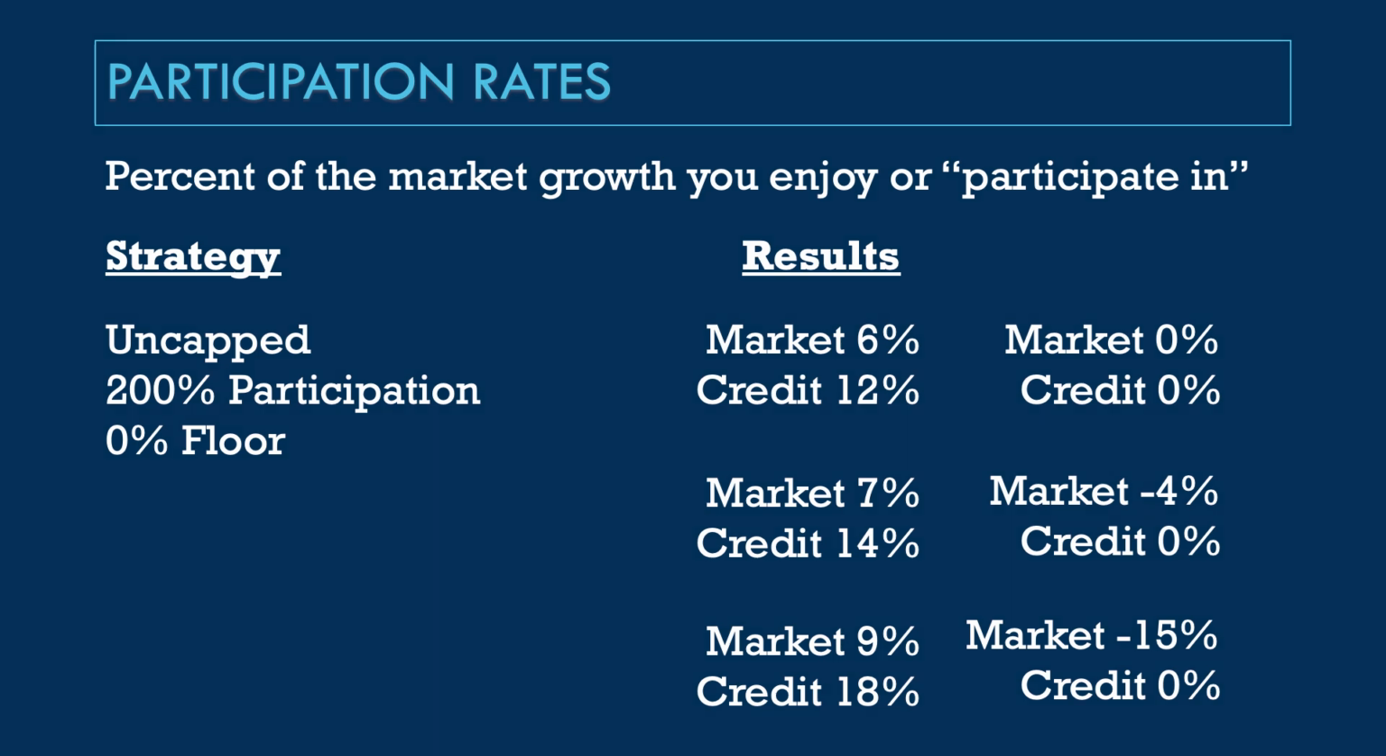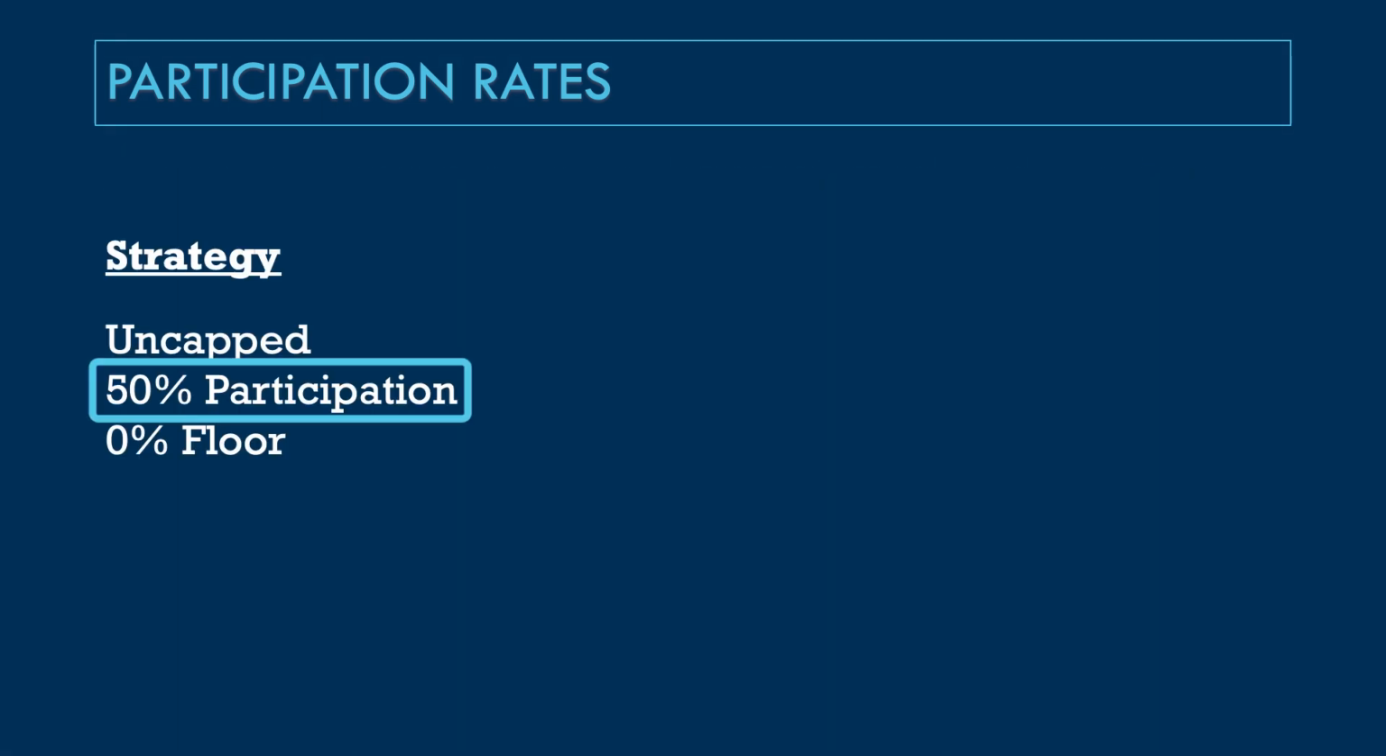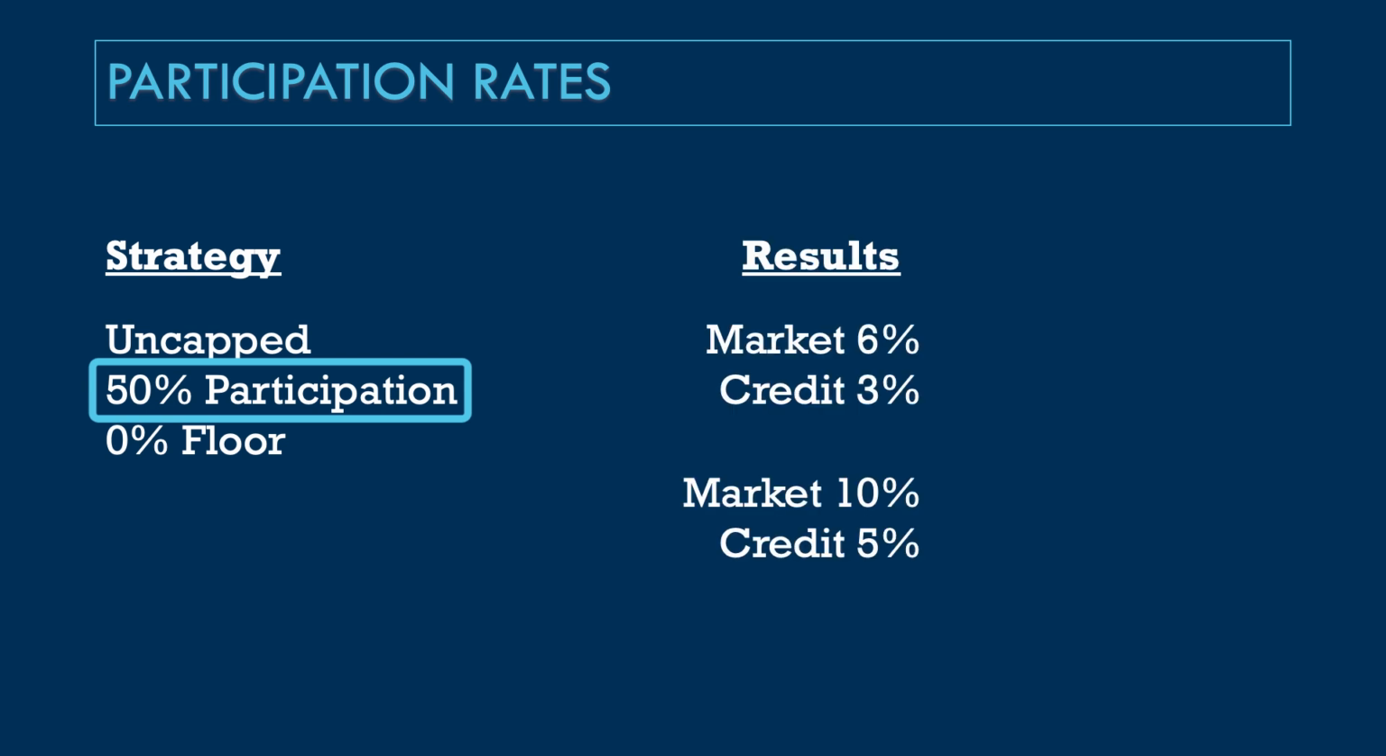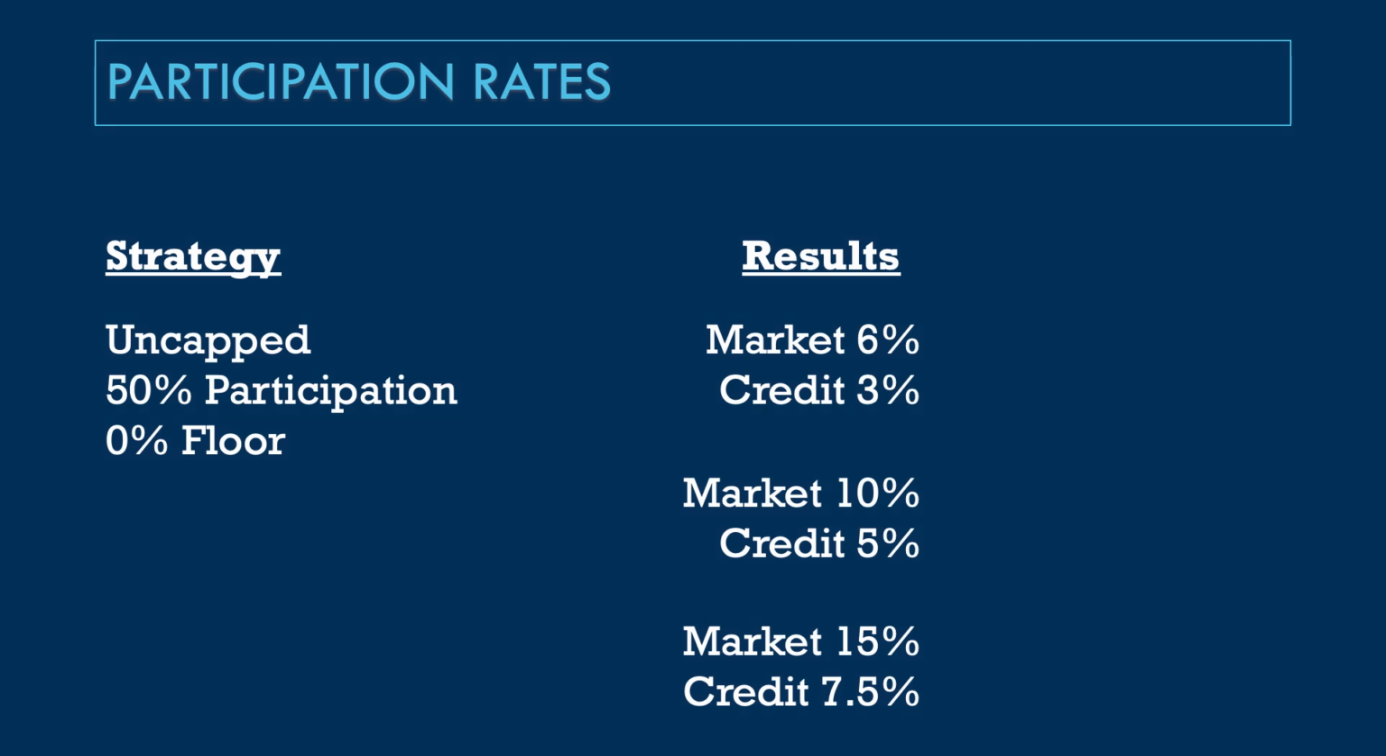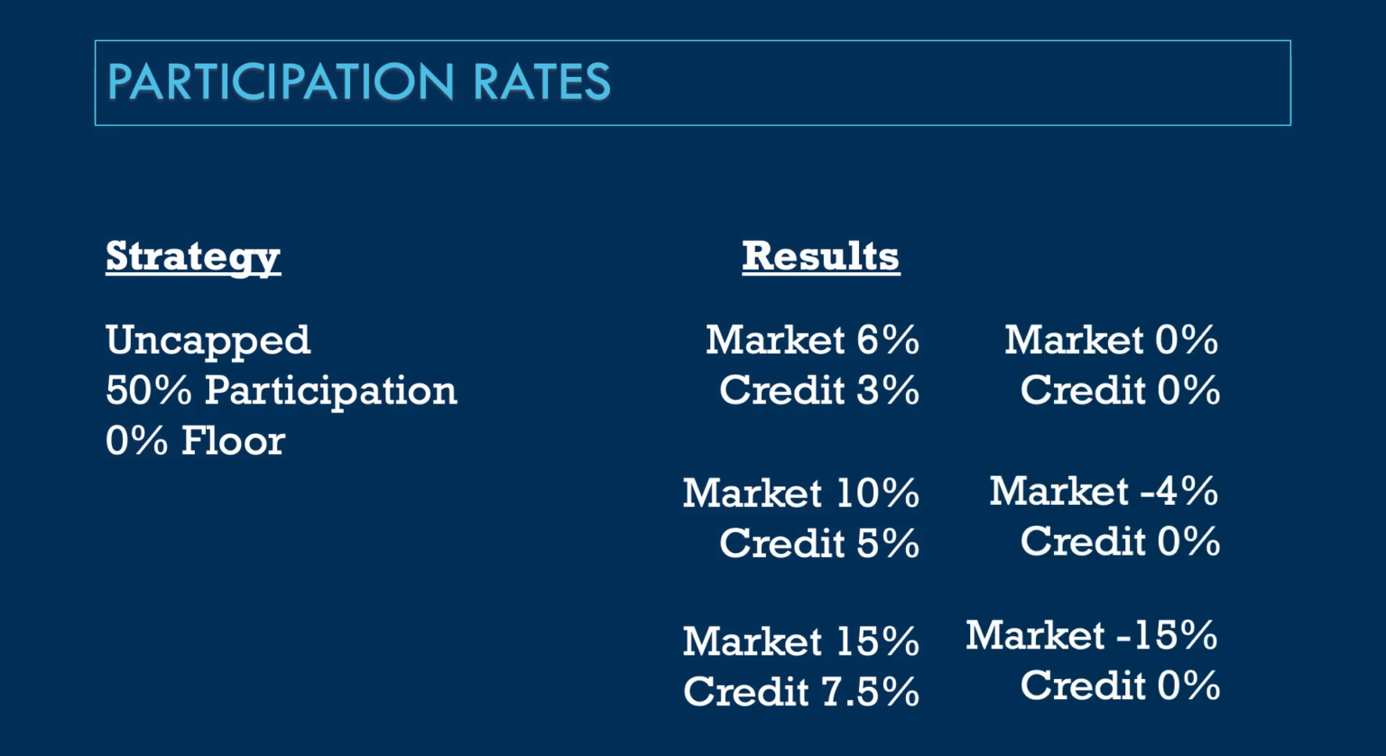Now, not all participation rates are 200%. You might come across a 50% participation rate, meaning you would only get half of the market's performance. For example, if the market grows by 6%, you get a 3% credit. If it grows by 10%, you get a 5% credit. And if it grows by 15%, you get a 7.5% credit. Again, the 0% floor protects you from losses in the market.